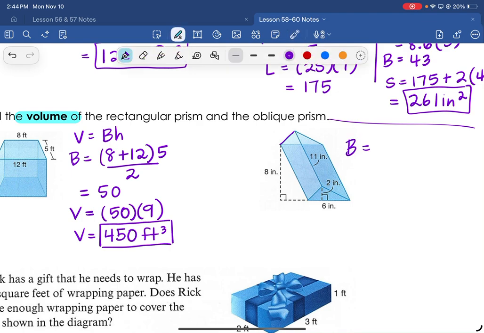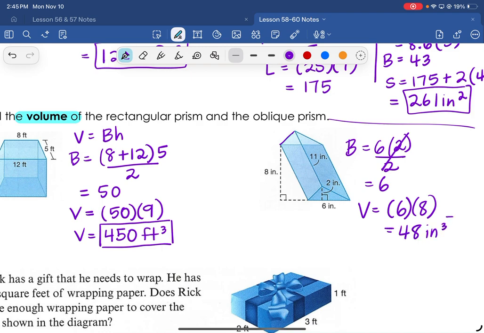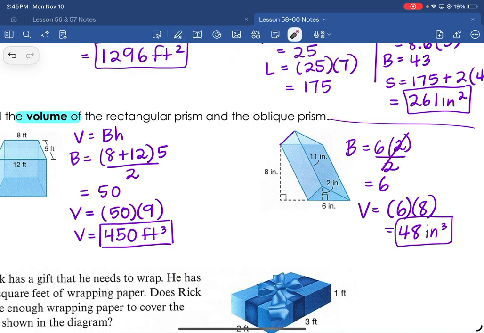Big B, which is area of the base, meaning the triangle, is base, which is 6, times 2, which is the height, divide by 2, which is nice because look, I can cancel those 2's. So the area of the base is 6. Now, volume equals area of the base, which we just found is 6, times the height of the solid, which is 8. So it's 48. 48 what? Inches cubed. Very good.